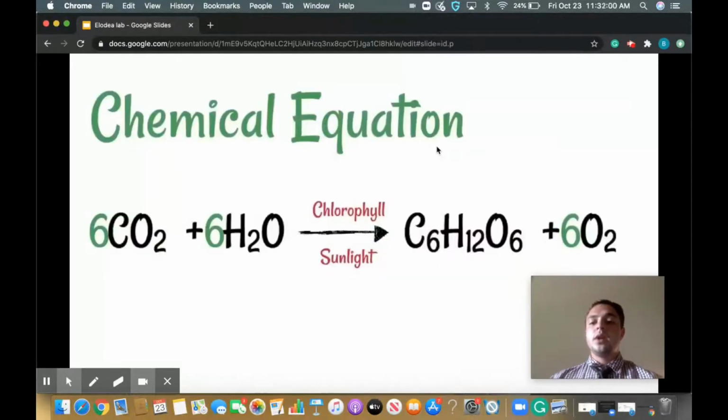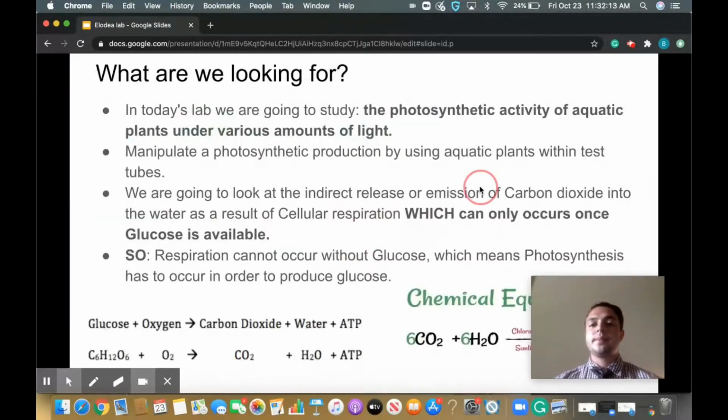So the chemical equation for photosynthesis is carbon dioxide plus water, with the appearance and use of chlorophyll and sunlight or light energy, yields glucose or sugar and oxygen.